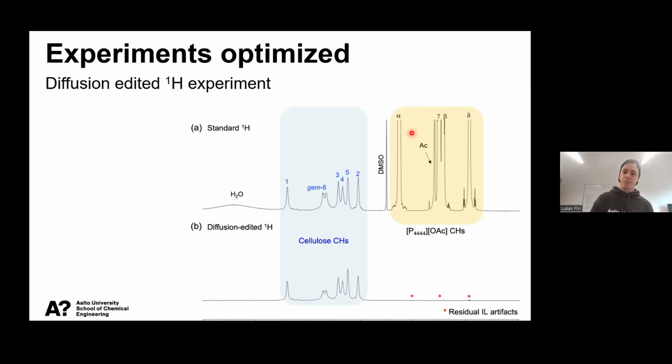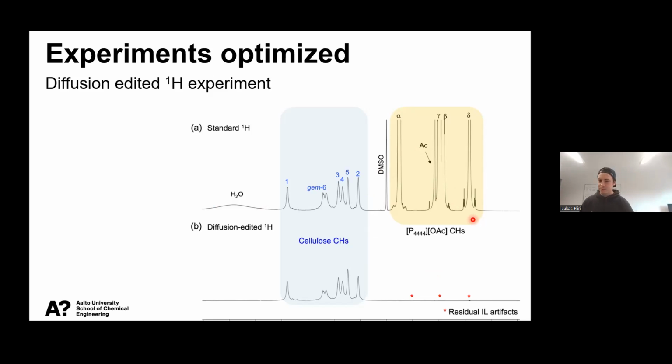By just performing a simple diffusion editing experiment, you can cancel out all the low molecular weight peaks in the spectrum. So you can remove all the ionic liquid peaks, the DMSO peak, the water peak, and what you leave behind are only the polymeric peaks in solution. And if you measure cellulose, it's mostly cellulose that remains in solution.